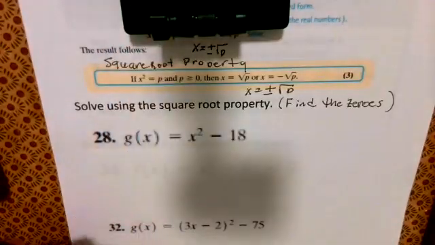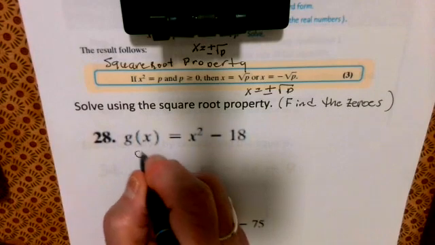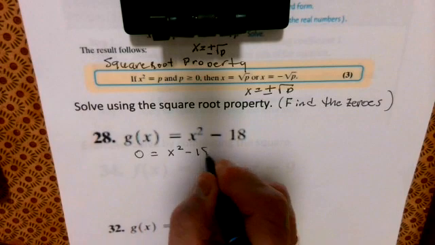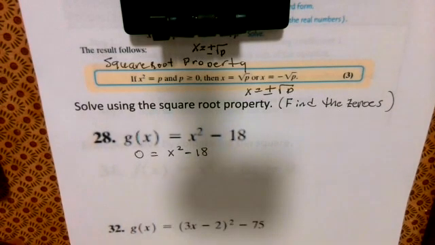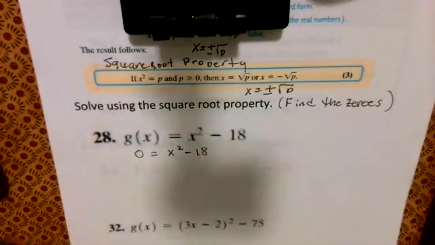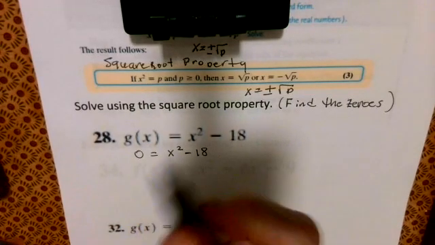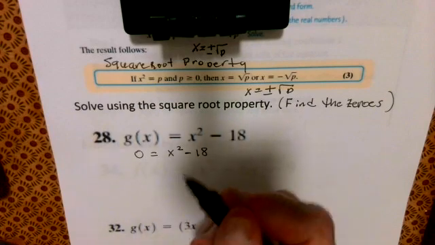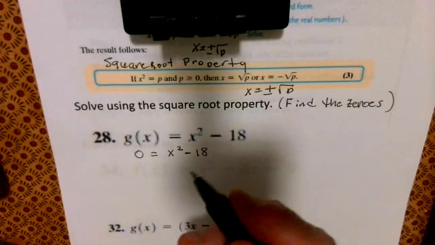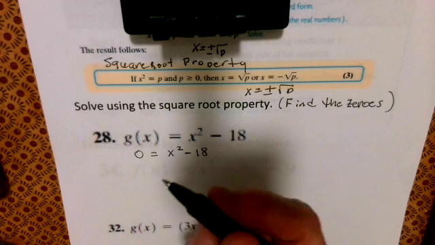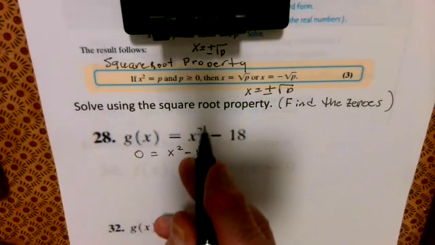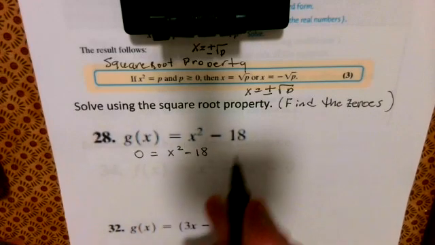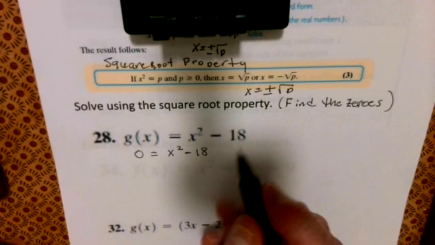So the first thing I'm going to do is set it equal to 0. Now, you don't always use the square root property, because if you had an x term in here, it wouldn't work to just directly use the square root property. You'd have to complete the square first, and we're going to see that in a minute. But if you've got just the square term, the x or whatever square term, and just the constant term, then we can use the square root property.